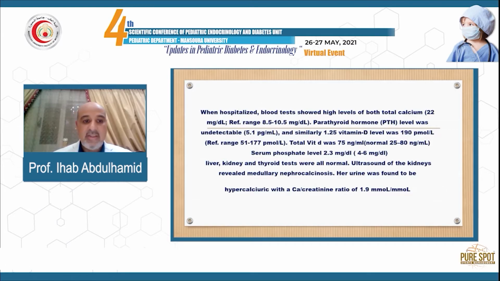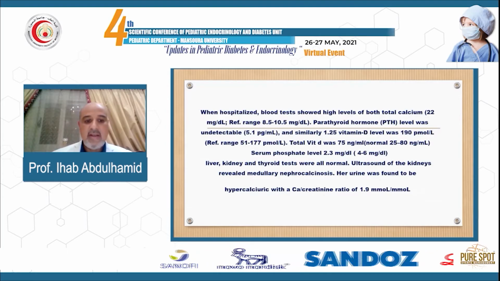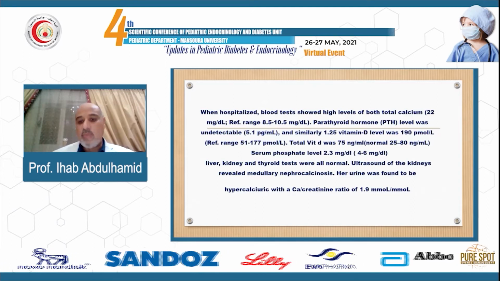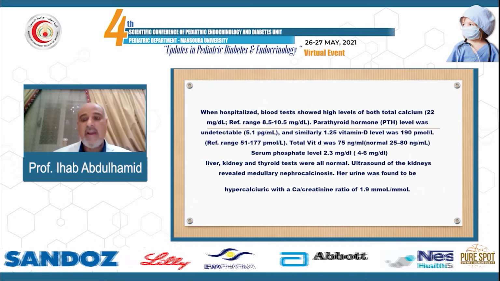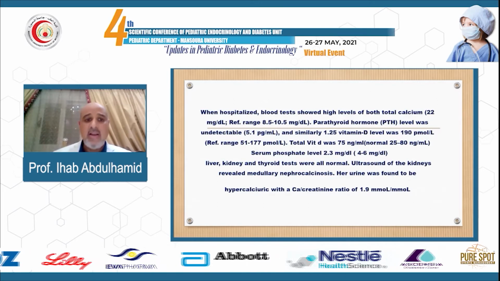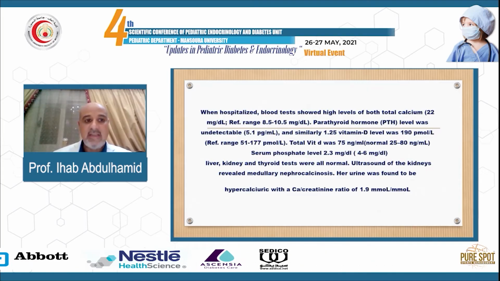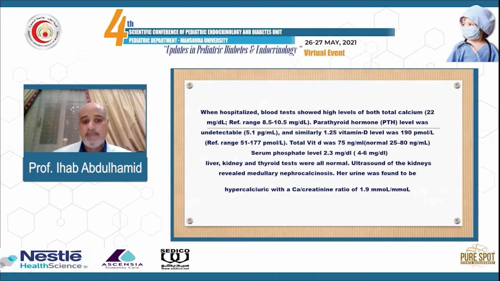Ultrasound of the kidney revealed medullary nephrocalcinosis, and his urine was found to be hypercalciuric, with calcium creatinine ratio about 1.9 millimole per millimole. So we have a patient with hypercalcemia, low phosphorus, and high 1,25 dihydroxyvitamin D and undetectable PTH, with hypercalciuria and nephrocalcinosis.